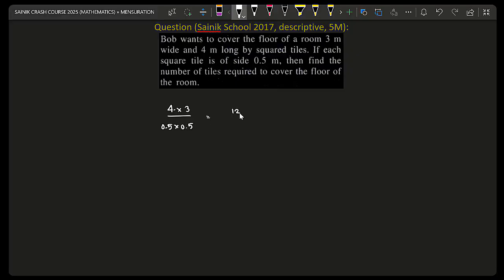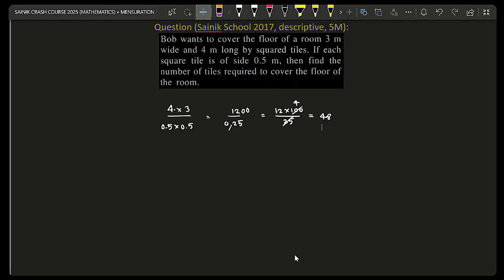4 threes are 12 divided by 0.25. How to simplify this? Sir, we can convert the decimal into a whole number, multiplying by 100. If you remove the decimal, can I add zeros here? Yes, sir. So 1200 by 25. We can write it as 12 into 100 by 25. Now 100 and 25 we can simplify. 25 fours. So what is the final answer? Sir, 48. The number of square tiles is 48.